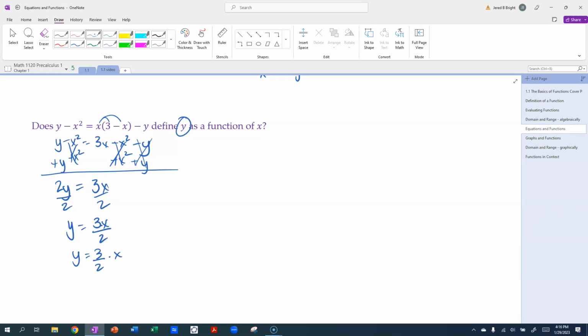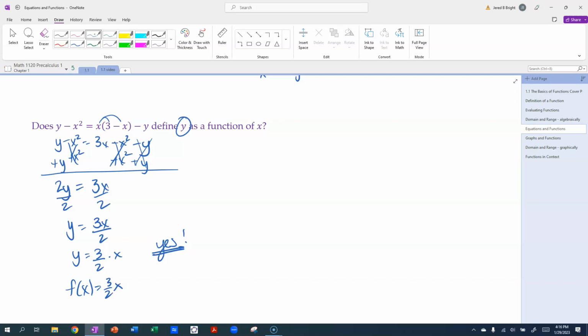So the question is, does this define y as a function of x? If we insert an x value, do we get one y value out? And the answer is yes. So this is a function of x. So we could write f of x is equal to 3 over 2 times x.